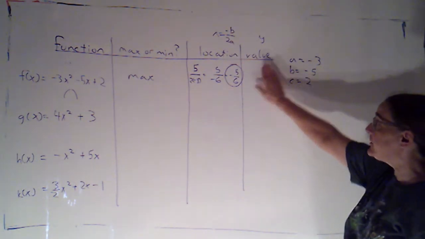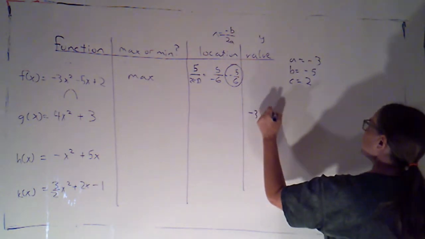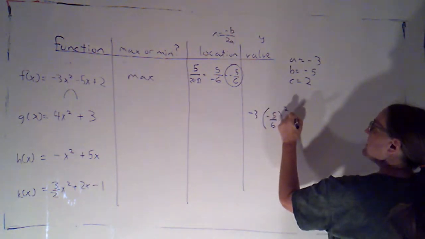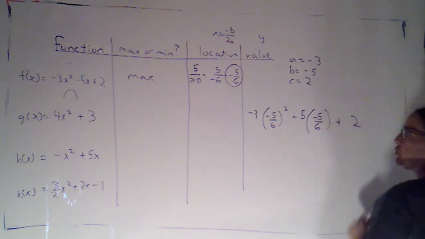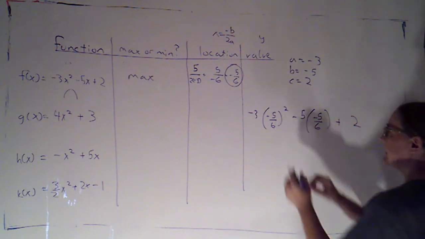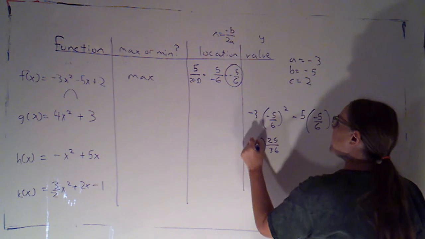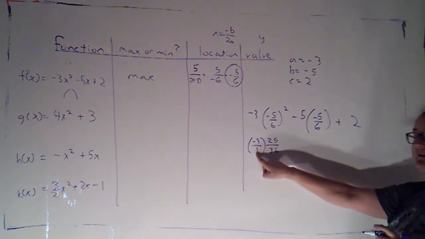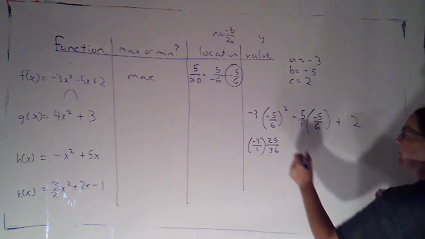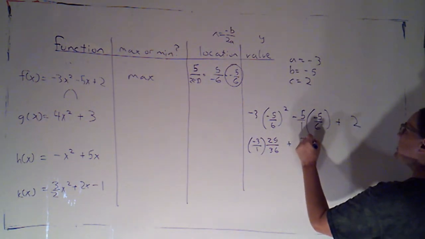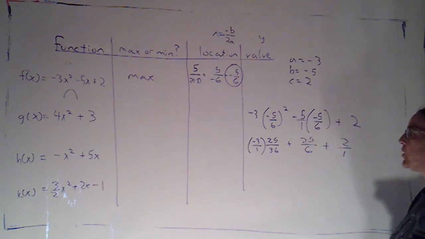Now, to find the value, I've got to plug that in. So, we'll have -3 times (-5/6) squared minus 5 times -5/6 plus 2. So we square it first. So it's going to become 25 over 36. We're multiplying that by -3, which I'll write as -3 over 1. I'm going to write that -5 is -5 over 1. So this becomes plus 25/6 plus 2, which I'll write as 2 over 1.